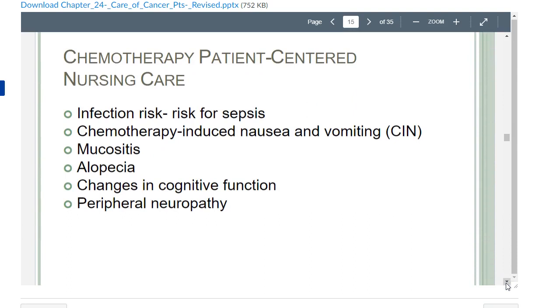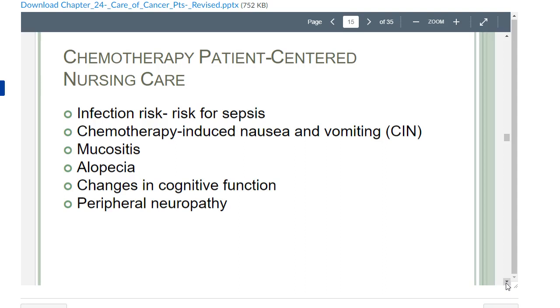So obviously with the chemotherapy and the way we've pretty much wiped out all their cell counts, these patients are truly at risk for sepsis. So if they're at risk for sepsis, obviously they're at risk for DIC.